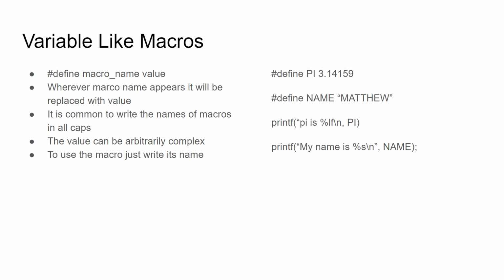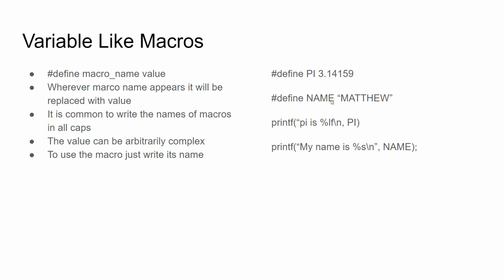It's really common to see macros written in all caps, and again, they can be arbitrarily complex. So here I have #define PI as 3.14159, #define NAME as Matthew. So here I said, printf "pi is %lf", PI, "my name is" NAME. What's going to be different from a function call is the macro will literally copy and paste in the text here. So when it sees PI, it literally rewrites 3.14159 there.